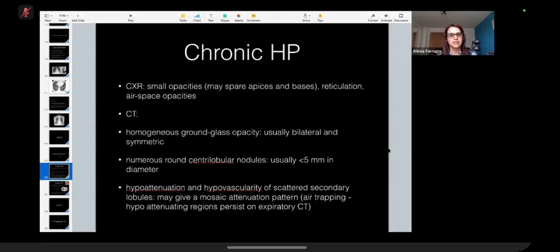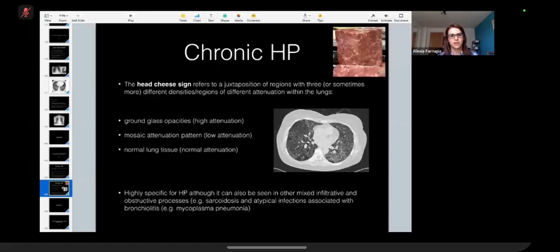homogeneous ground glass opacity, usually bilateral and symmetric, centrilobular nodules, as you said, and hypoattenuation and hypovascularity of scattered secondary lobules, giving a mosaic attenuation pattern. And these three densities make up the head cheese sign, which is quite specific for hypersensitivity pneumonitis. And this is what head cheese looks like in real life, and that's where the name comes from.